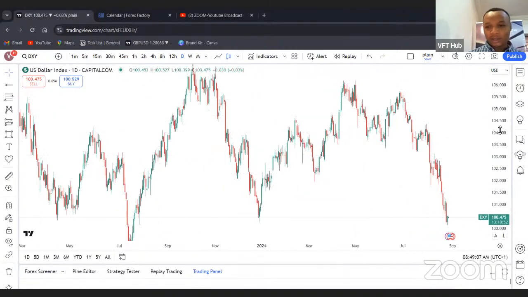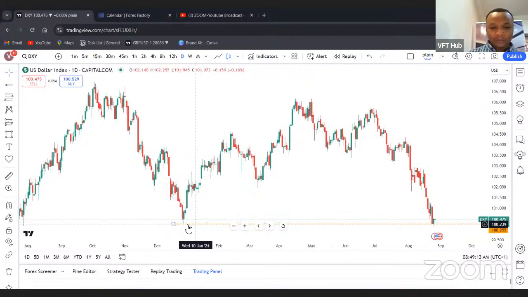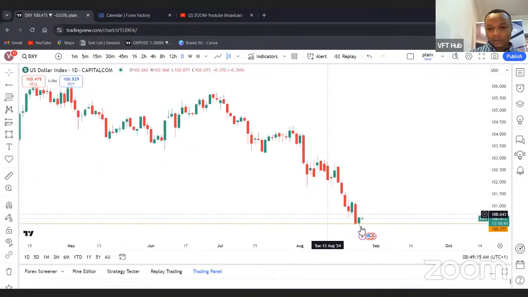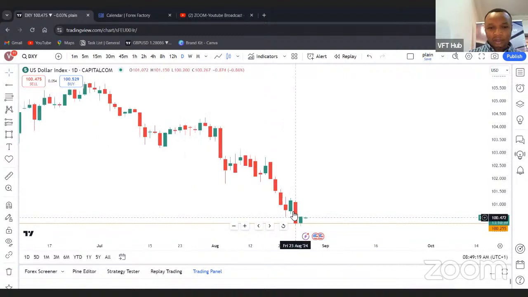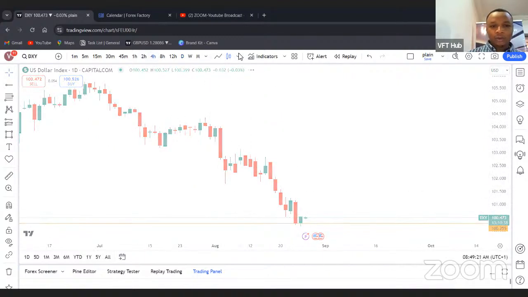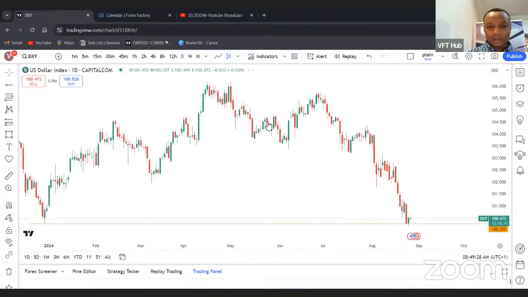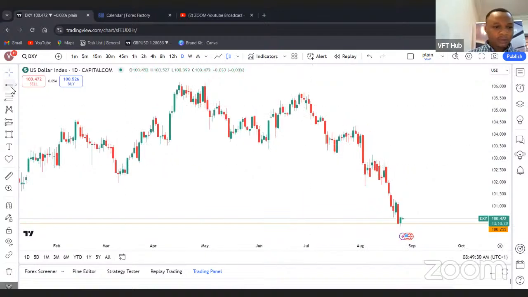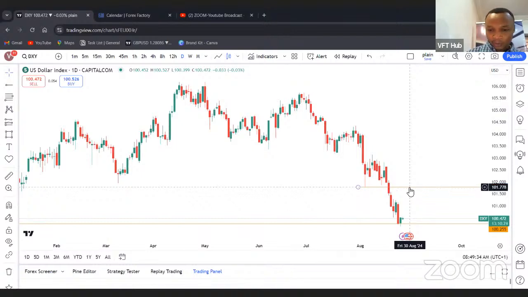Now, if you're looking at the Dixie on the daily time frame, remember yesterday we said we wanted to see the Dixie give us some retracement after it broke this low. We wanted to see this retracement to the upside, and we started seeing that yesterday at around here. So going forward, we would want to see the Dixie retracing to some previous premium levels so that we would find good entries for further shorts on the Dixie.